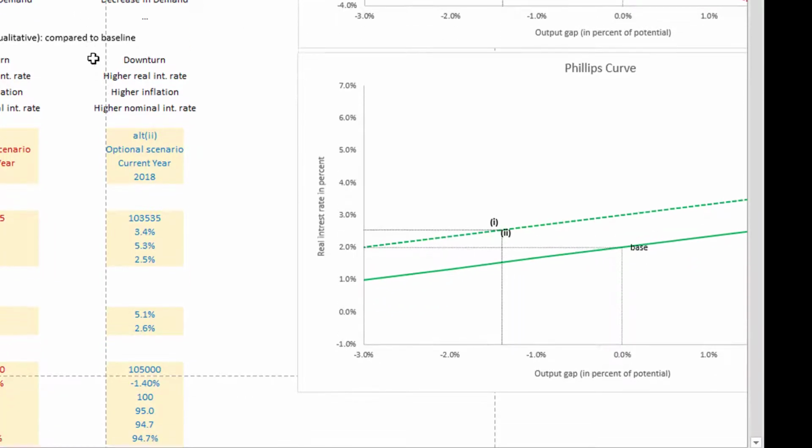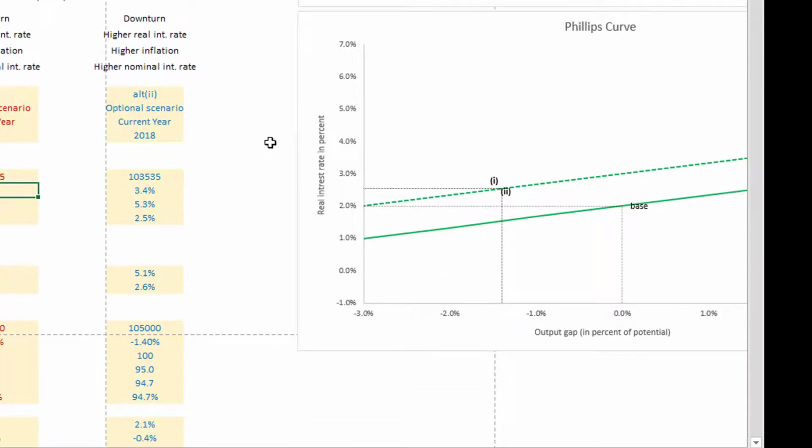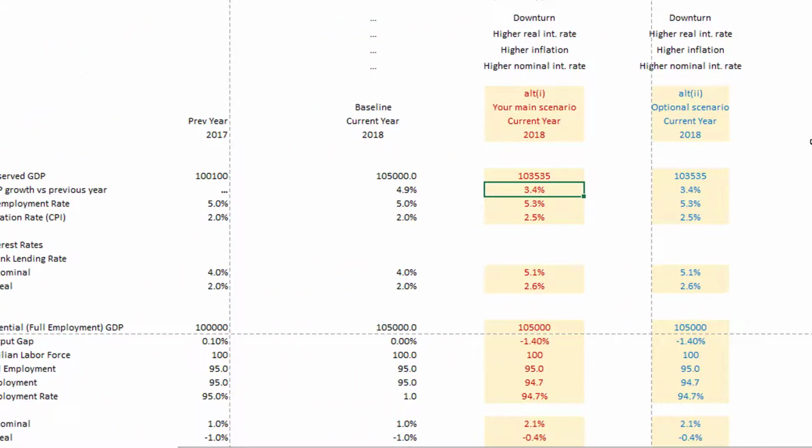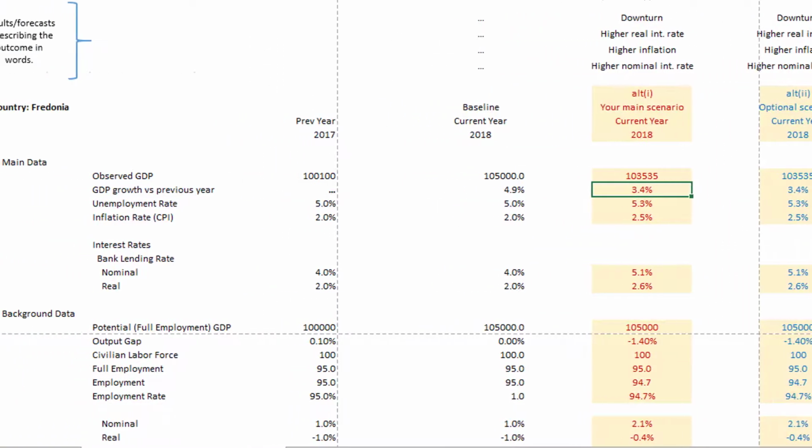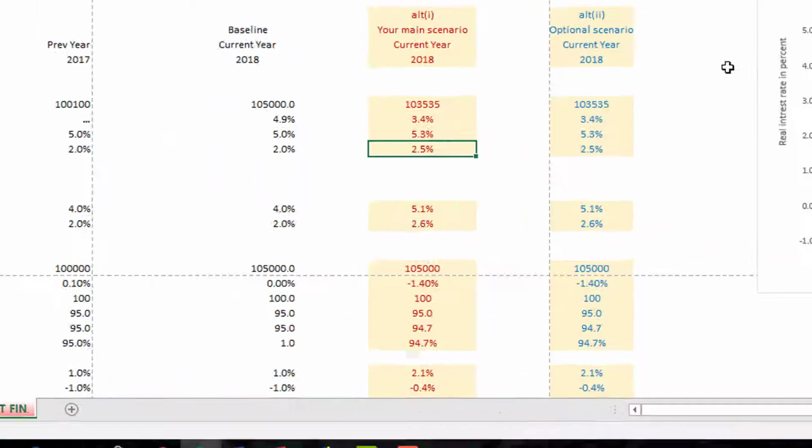So you can see here now that in terms of your output, under the baseline, we had been forecasting 4.9, but Fredonia Macro Associates are telling us, look, really the growth could be much lower. The unemployment rate is boosted up to about 5.3 instead of 5, and the inflation rate is coming up as well. Why? Because of these wage demands. So Fredonia Macro Associates is a little bit pessimistic about what's going on relative to the baseline scenario.